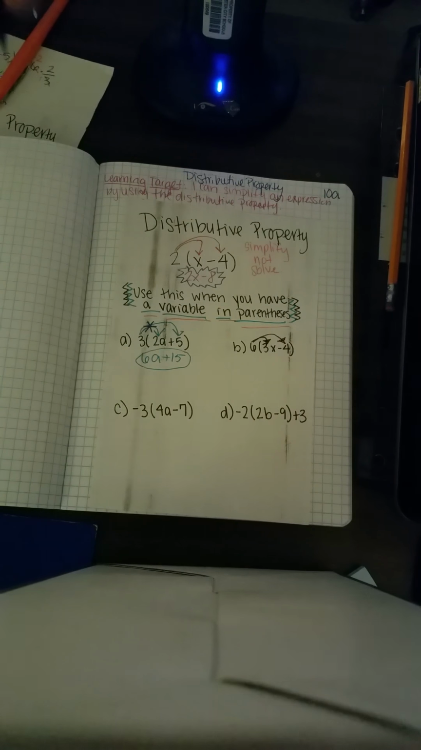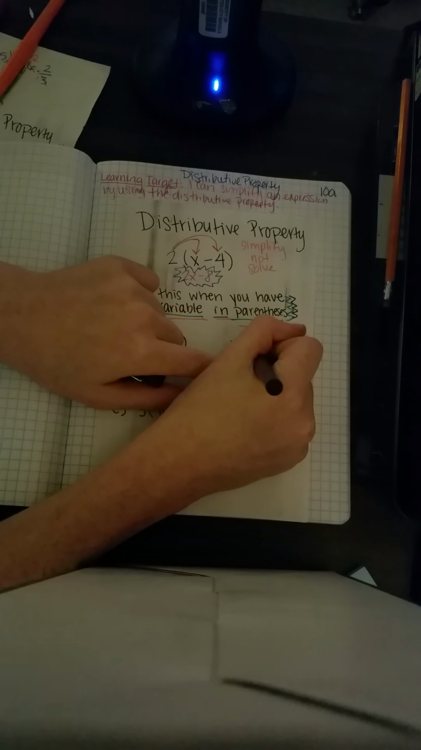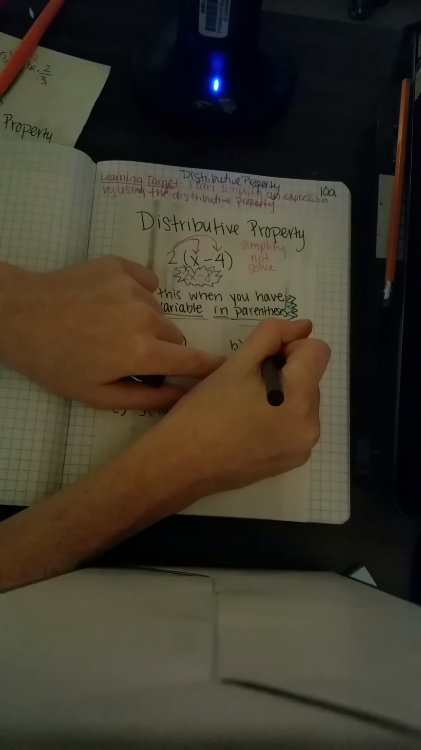You should need your paper. What's 6 times 3x? You can do it. That would be 18x. 18x, alright.